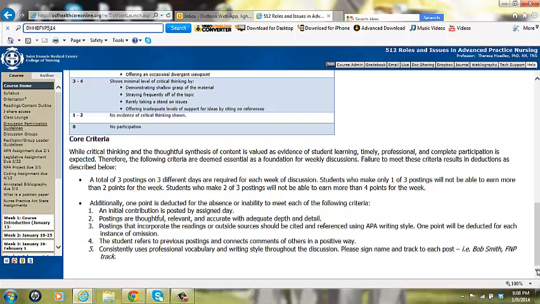So if any of this does not make sense, please let me know. Let me clarify for you further. At the end of your post, you want to put your name and your track, and that just helps us know who had posted in addition to that listed at the beginning of the post.